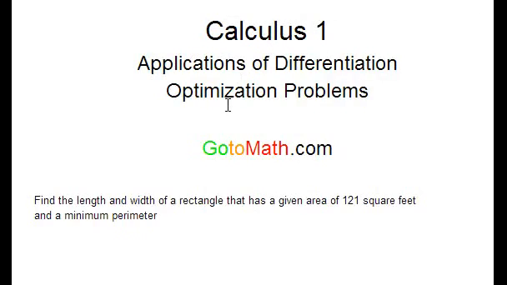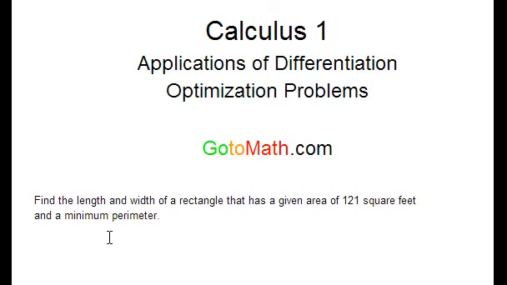Alright, this is Cal 1, Applications of Differentiation. We're working optimization problems. In this particular problem, let's just read it. I think I actually need to put a period right there. Okay, we've got to find the length and width of a rectangle that has a given area of 121 square feet and a minimum perimeter.